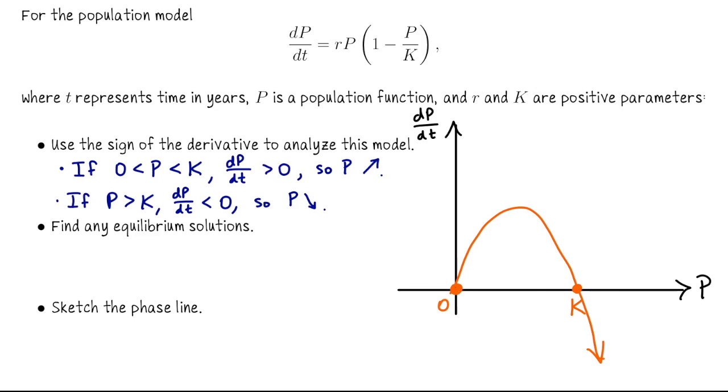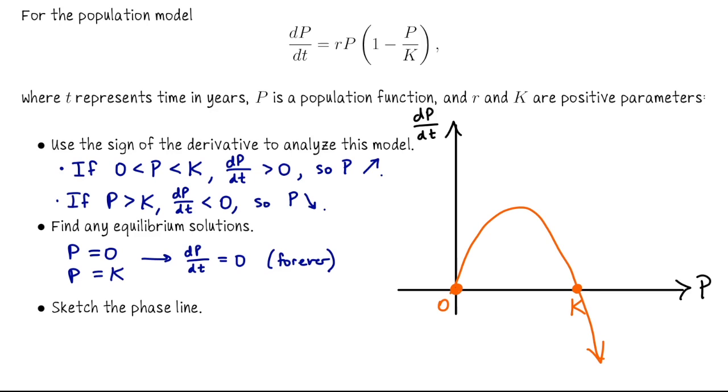Now, an equilibrium solution for this model is going to occur if we can find a value of p for which the derivative is always 0. So if I plug in p, I get dp dt equals 0. The population will never change. And that's going to happen when p equals 0 and p equals k. So if p is either 0 or k, the derivative is 0, so we don't get any instantaneous change, but we would also just never get any change because dp dt is kind of stuck at 0.